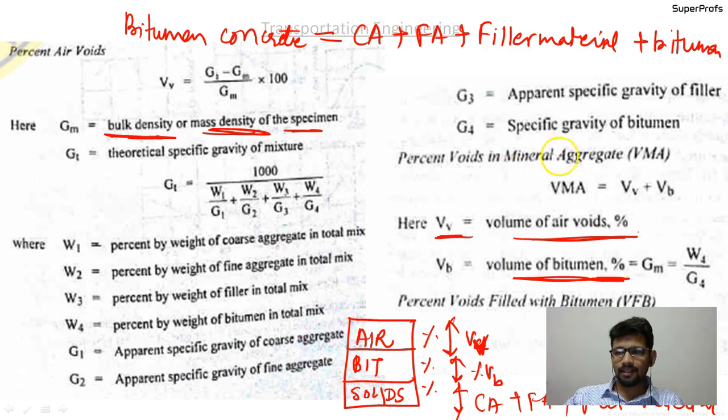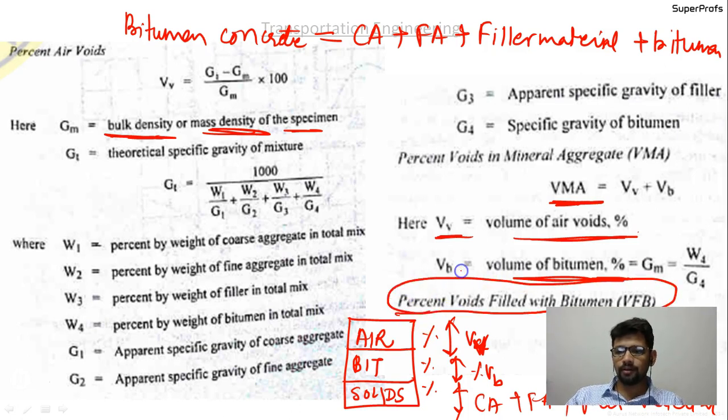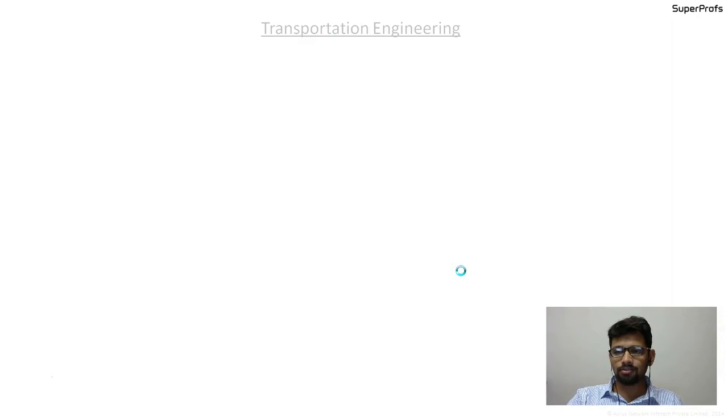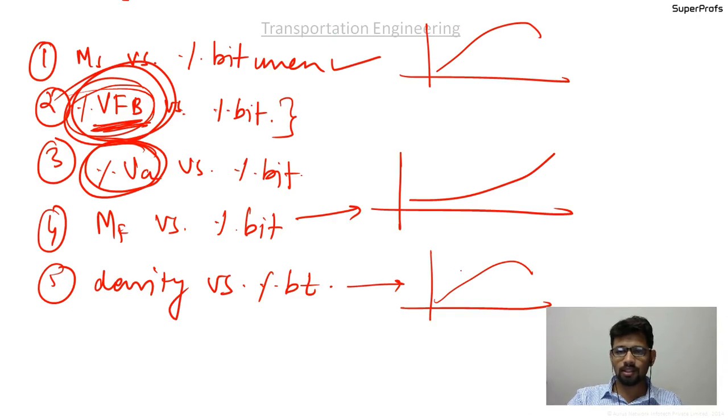Our final task is to find out the percentage voids in mineral aggregates and the percentage voids filled with bitumen. In these graphs we have not discussed these two things, the VFB and the VA. So that is our target now, to calculate these from the composition, the constituents known to us in the bitumen concrete.